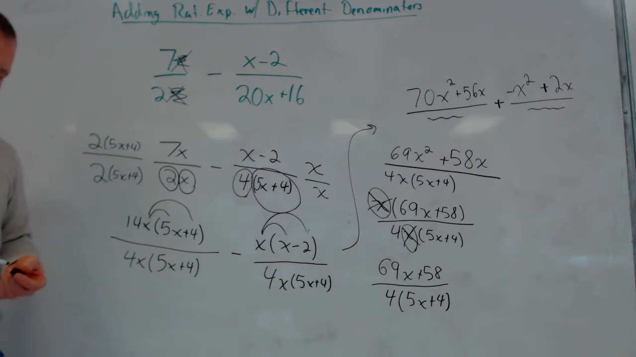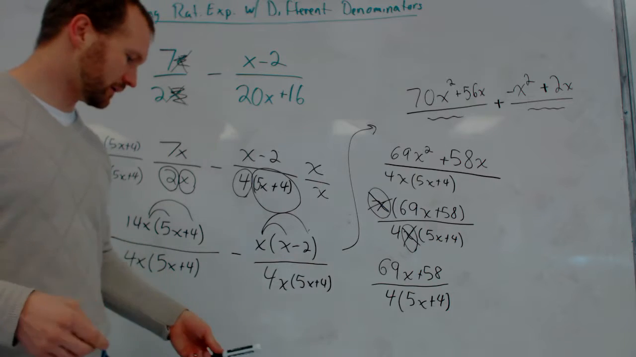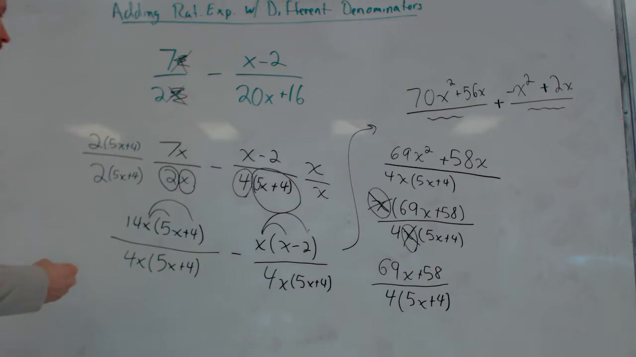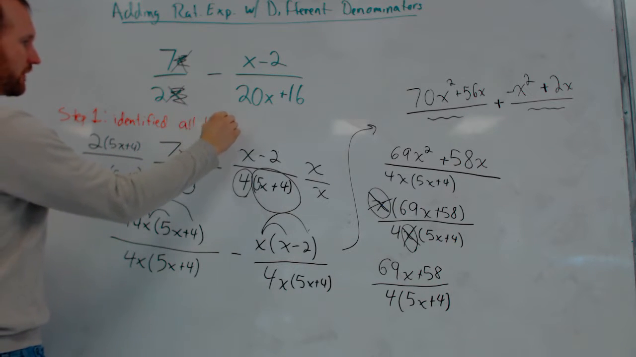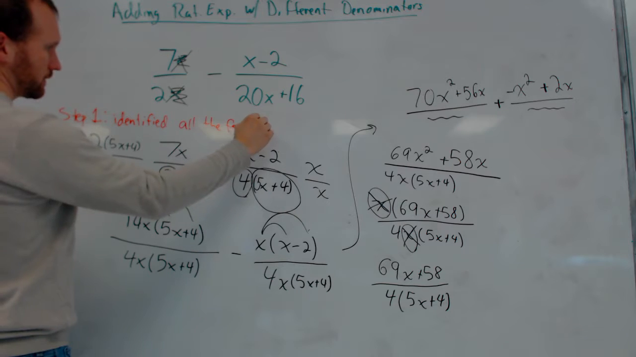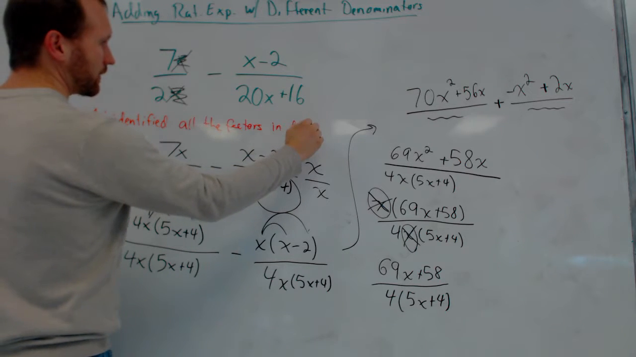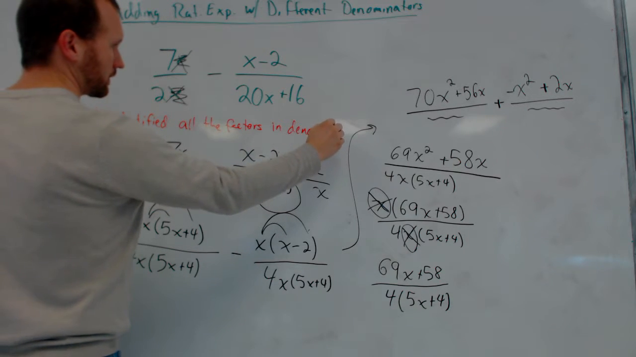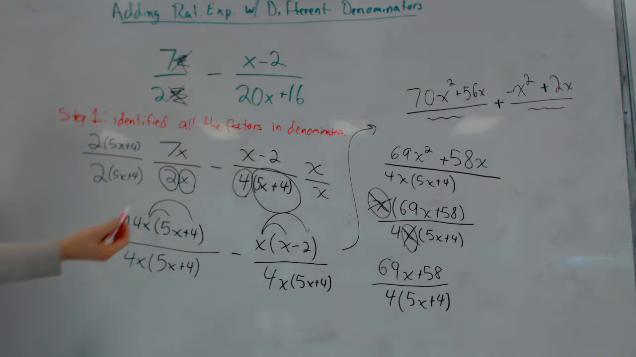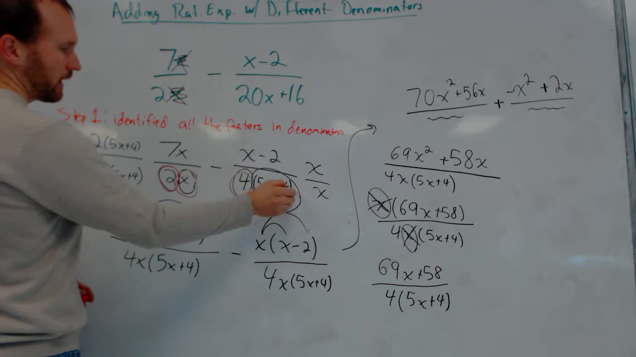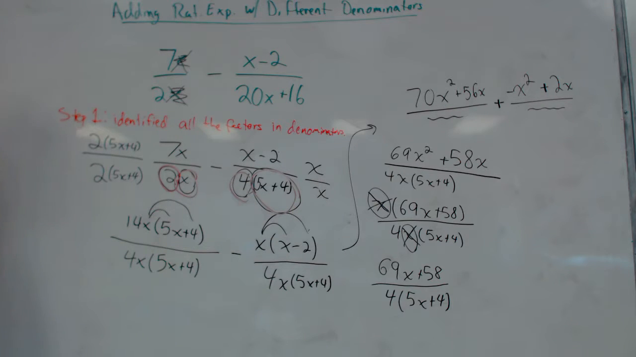All right, I want to outline the steps of what we just did. So step 1, right? We identified all the factors in our denominators. And I circled them, right? So I said, I know I have a 2, I know I have an x, I know I have a 4, I know I have a 5x plus 4.